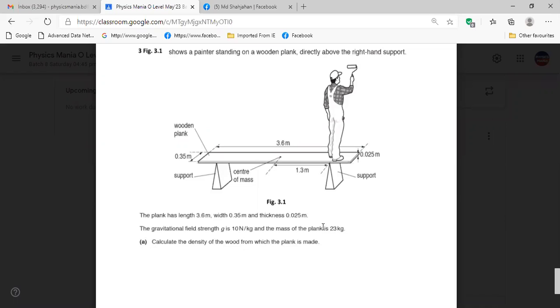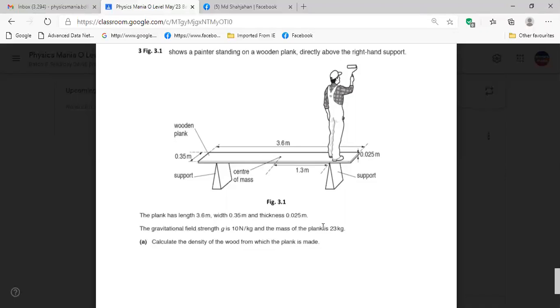Sir, I got 730.15 kilograms per meter cube. Oh, sorry, 730.16 kilograms per meter cube. Okay, so yes, it can be the answer.